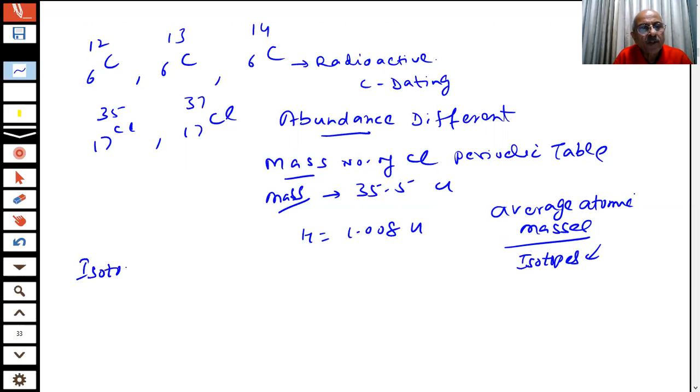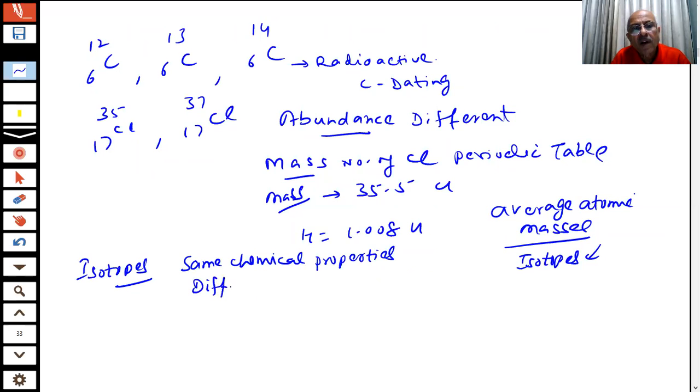And these isotopes have the same chemical properties because the atomic number is the same. The same number of electrons are there, and electrons take part in chemical reactions. They will react in the same way, but they have different physical properties because their masses are different. The mass of 1H2, deuterium, is double that of 1H1.